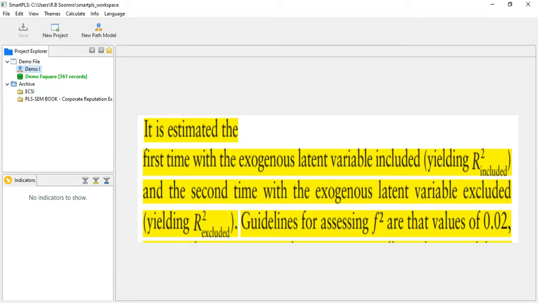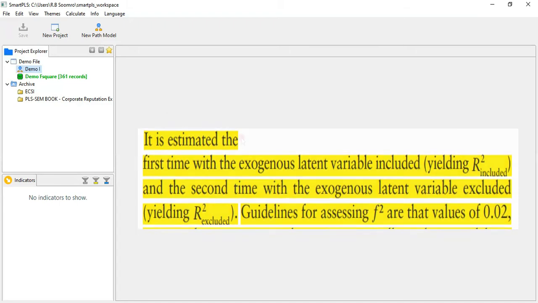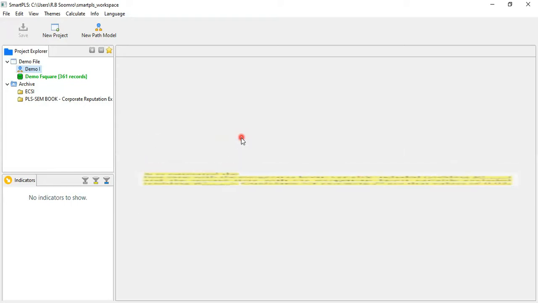Okay. Now the second time with the exogenous latent variable excluded. After that, whenever you exclude any independent variable from the model, the R square will definitely be reduced. That reduced value is the R square excluded. Earlier, the actual R square was included, and after excluding any of your independent variables, whatever R square you get is called the R square excluded.